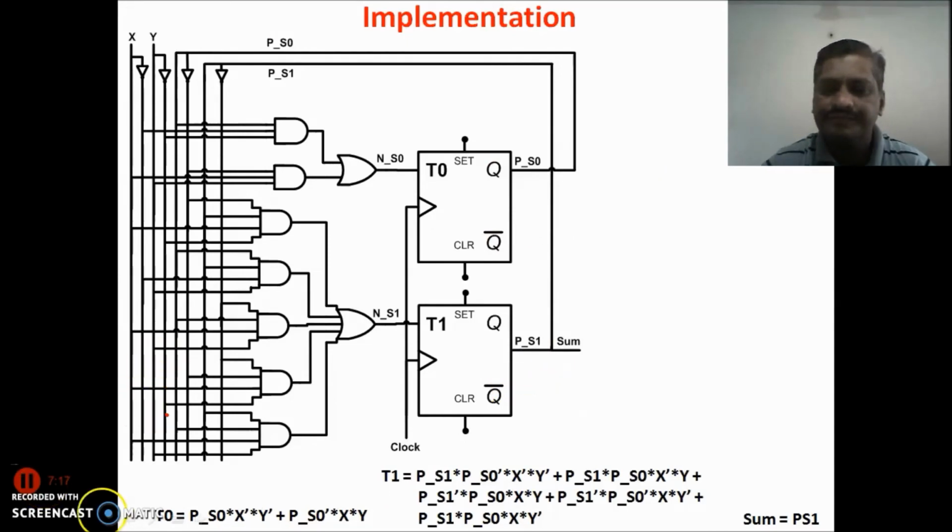Now look here, this is our output. This output purely depends only on PS1, that is the present state of the machine. That's why it is a Moore circuit. Recalling the definition of the Moore circuit, the output purely depends on the present state of the machine. Sometimes it may be PS0, or only PS1, or a combination of both. Because the format will be something like this.